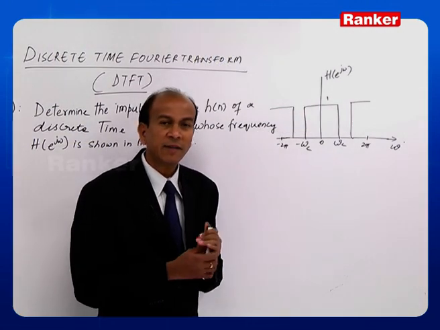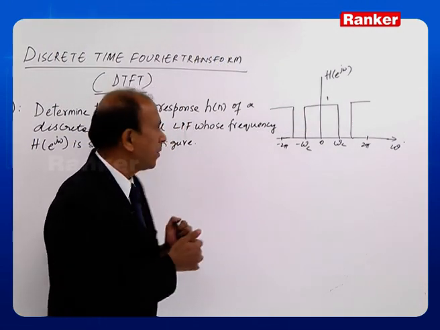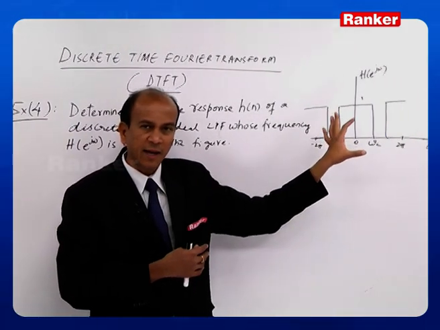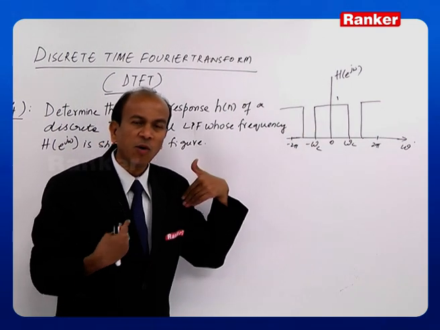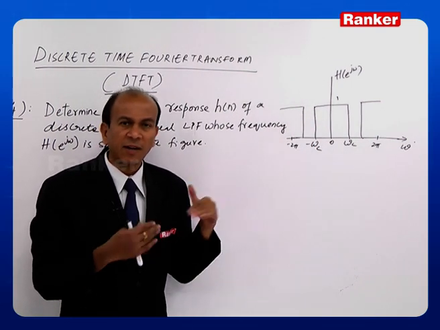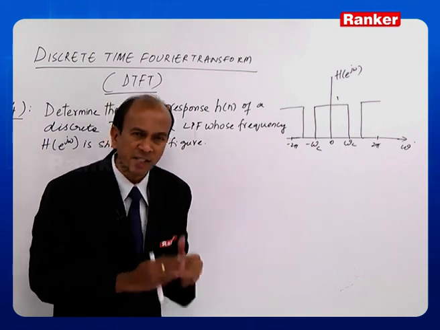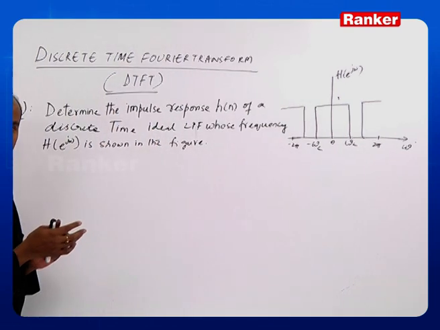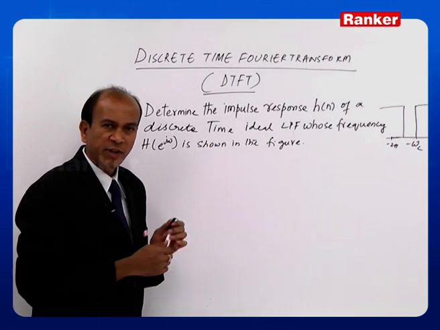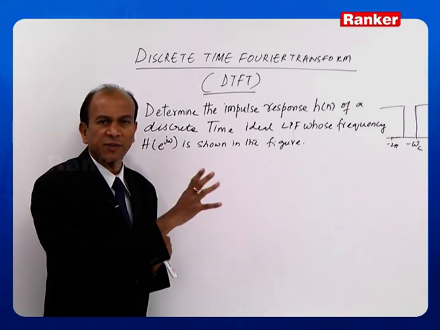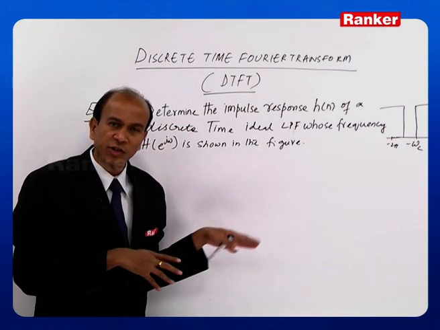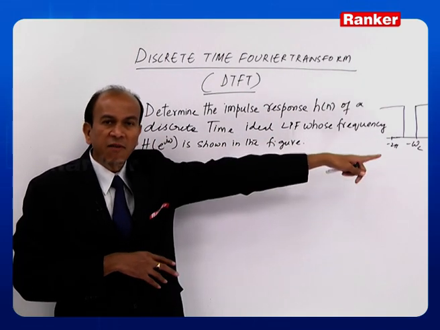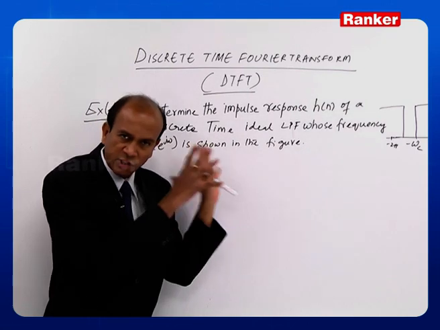Now, we have to calculate the response. How do I calculate the impulse response h of n? So, H of e to the power of j omega is given. What we have to find out is h of n. That means, if I calculate the inverse discrete time Fourier transform for this signal, I will get h of n. We have already seen the formula for h of n, that is the inverse discrete time Fourier transform of H of omega. We will write that, integrate it, and find out the impulse response h of n for the given response of the filter. So, let us do this now.